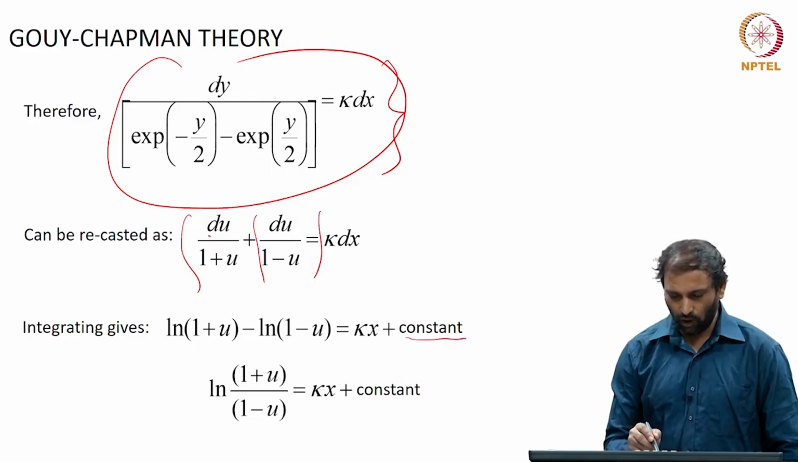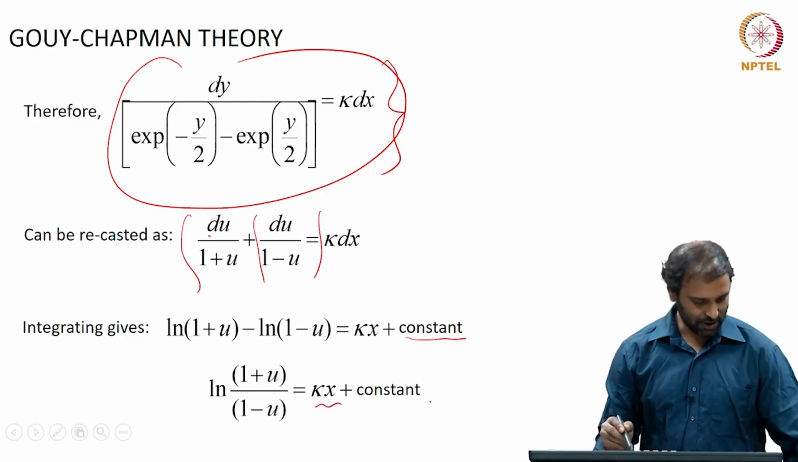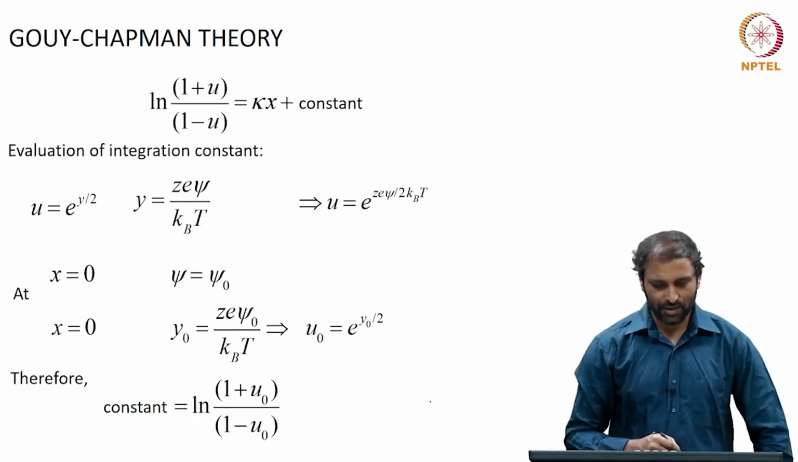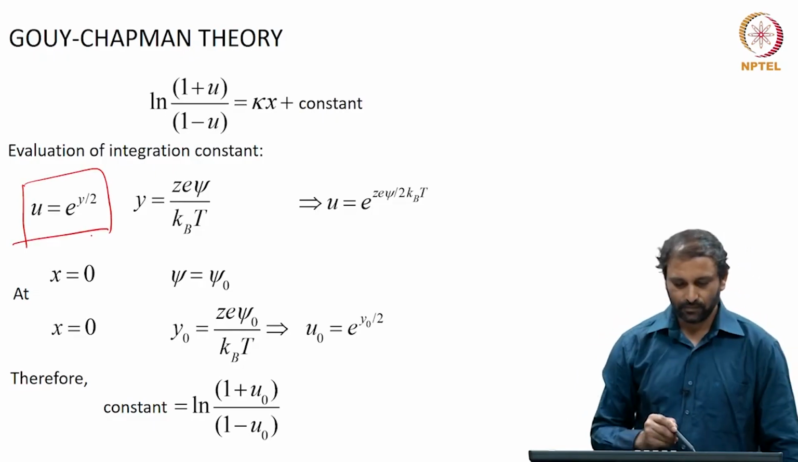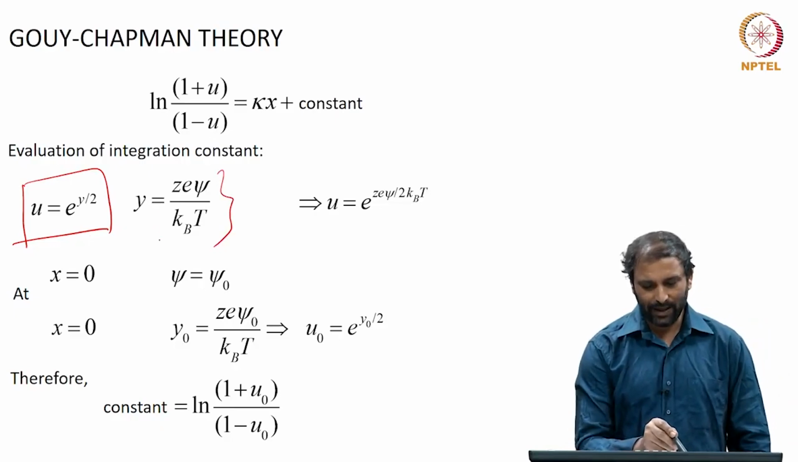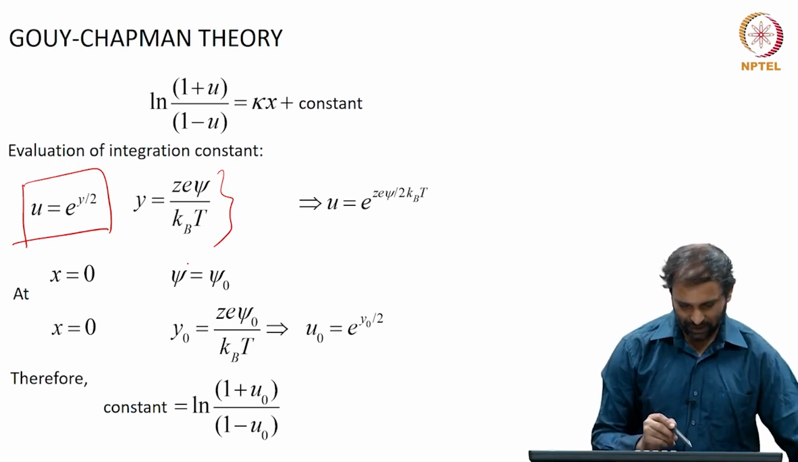Therefore, ln of (1 plus u) divided by (1 minus u) is equal to kappa times x plus a constant. So, I can integrate again and evaluate the constants. We have substituted u as e power y by 2, and therefore, y becomes z e psi divided by kBT. That is what we had done.